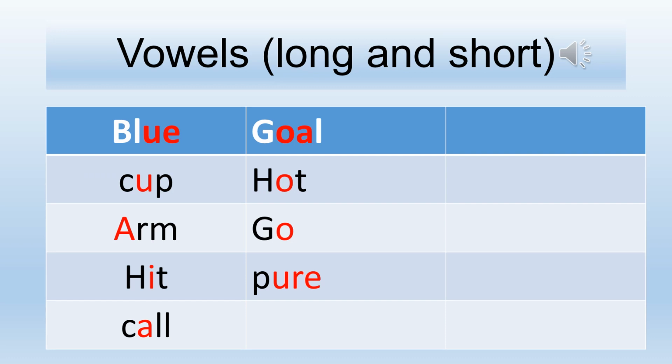Now we are going to read the words and try to figure out which word has a long sound or short sounds. And let's start with the word blue. I think the word blue has a long sound. Now, cup. The word cup has a short one. Arm has a short vowel. Het has a short one.